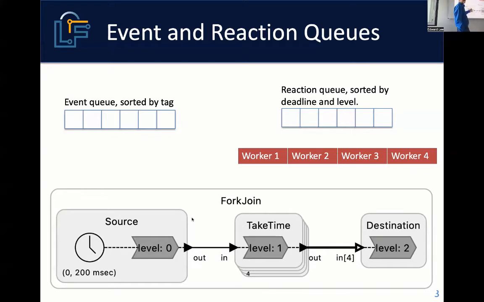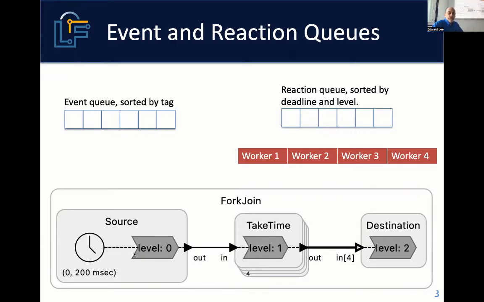So this reaction has no reactions that it depends on, so its level is 0. Each of these 4 reactions has level 1, and this reaction has level 2. And then the simplest scheduler is one that just says, well, any 2 reactions with the same level can execute in parallel, because we know there's no dependence between them, right? So how does that work?